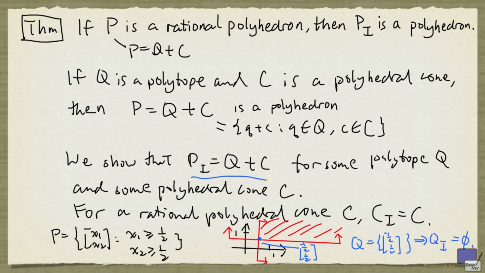But clearly P_I is non-empty, so we cannot express P_I as this Q_I plus the characteristic cone C here. So what needs to be done is we need to enlarge Q to include a sufficient number of integer points in order for this to work. And there are a lot of technical details involved, and we will not be doing any of that here.